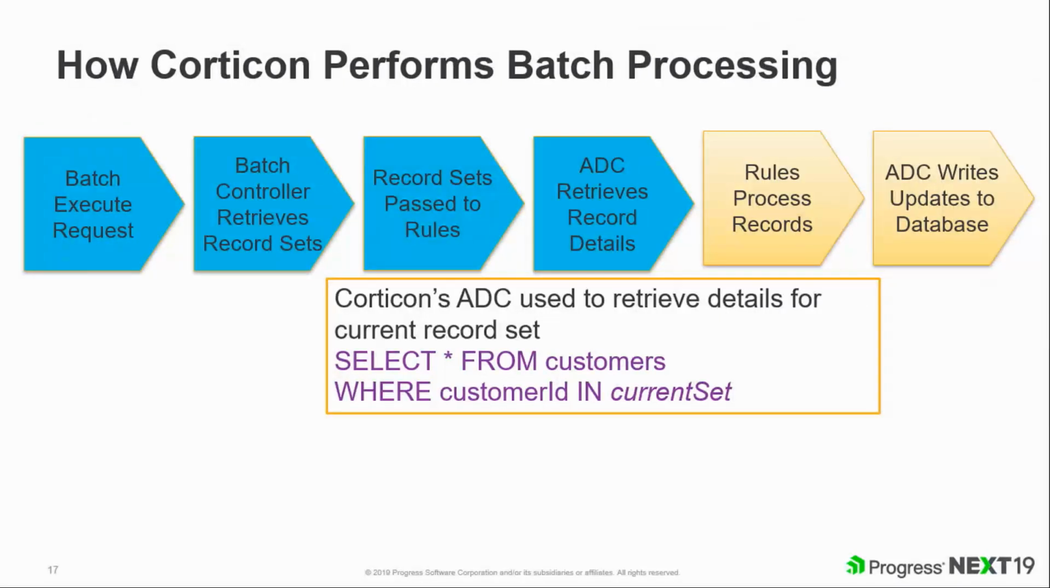With ADC, what happens is we can retrieve the data in a larger chunk. We can get that set of 1,000 customers. Then we can get all the orders for those 1,000 customers. Then we can just stitch it together in memory and make the associations that are necessary in Corticon.